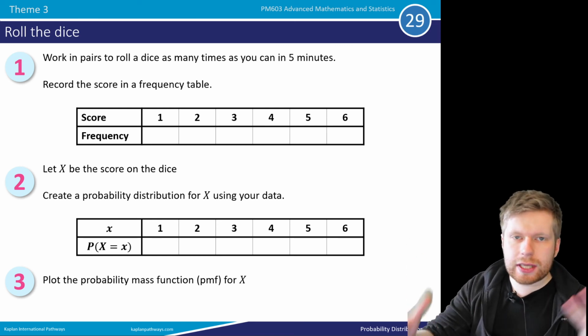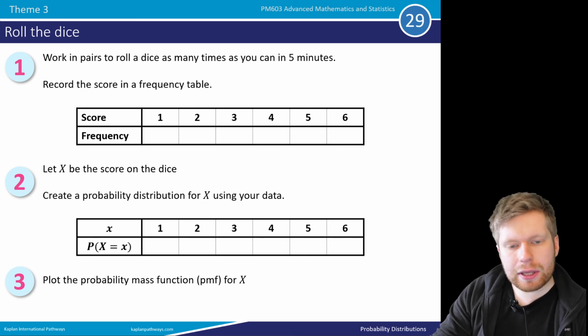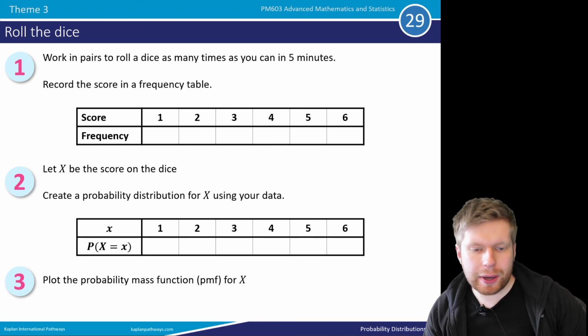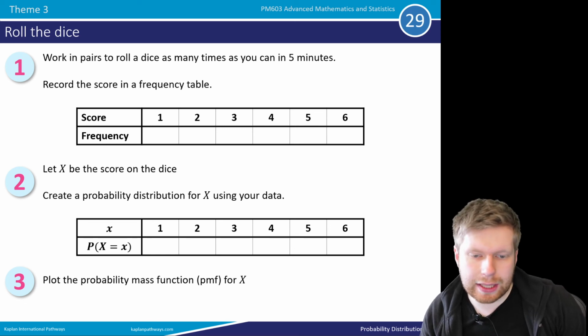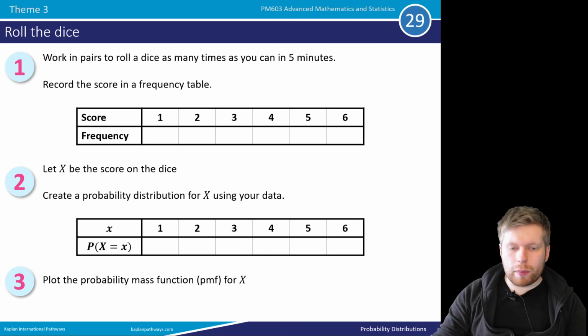And then we're going to use a bit of notation. So we're going to say, okay, in this case, our random variable x is simply the score on the dice. And you then need to create a probability distribution for x, okay? So you need to find the probability that x is equal to that particular outcome, okay? So the probability that x is equal to 1, 2, 3, 4, 5, and 6. And then I'm going to ask you to plot the probability mass function.